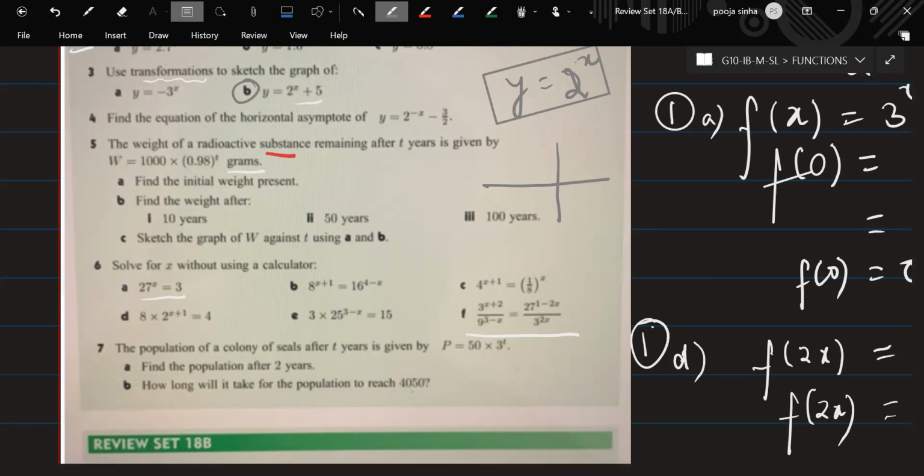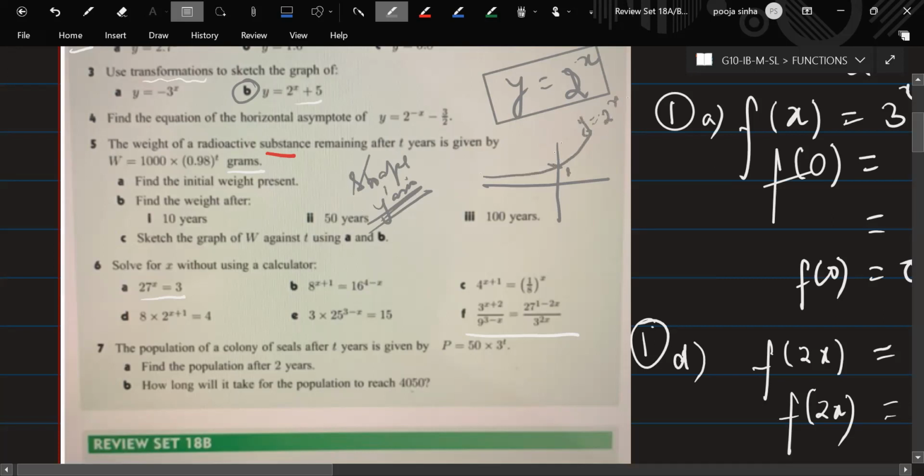Won't that be the same as 3 raised to power x, but less steep? Correct, correct, correct. Absolutely. So what are the two things that I need to know? One, shape. And second, I need to know where it is going to cut the y-axis. Correct? So again, it is going to look like this only, right? Ye ho gaya y is equal to 2 raised to power x, and this point is going to be 1.